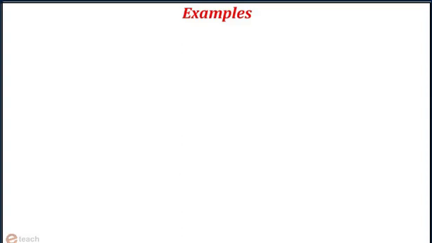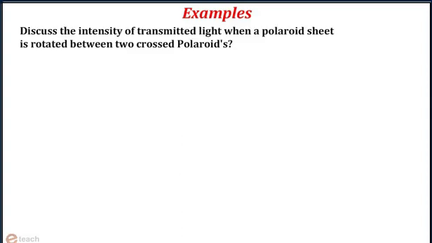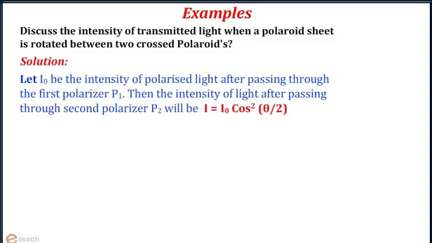Let us have an example. Discuss the intensity of transmitted light when a Polaroid sheet is rotated between two crossed Polaroids. Let us have the solution. Let I naught be the intensity of polarized light passing through the first polarizer P1.